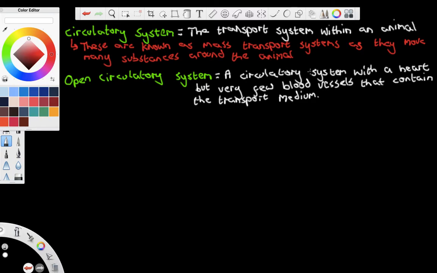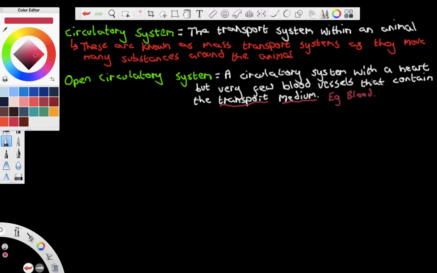Now notice that I don't say contains the blood. Blood is an example of a transport medium, but it's not the only one. We're going to be talking in a minute about transport systems in insects, and these don't use blood. So transport mediums include things, e.g. blood.